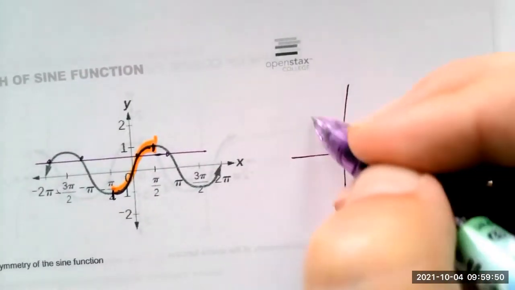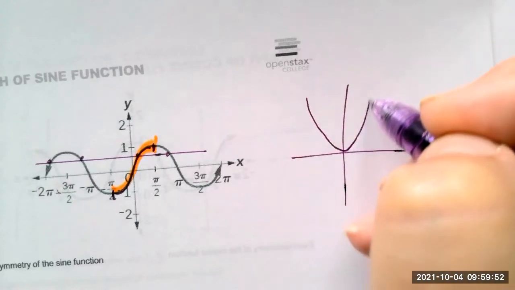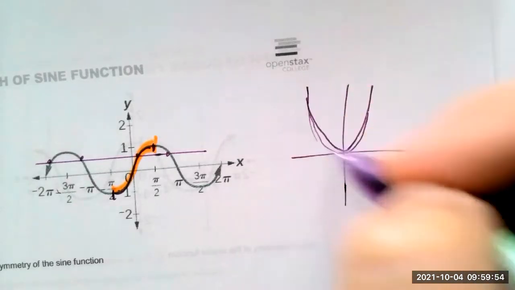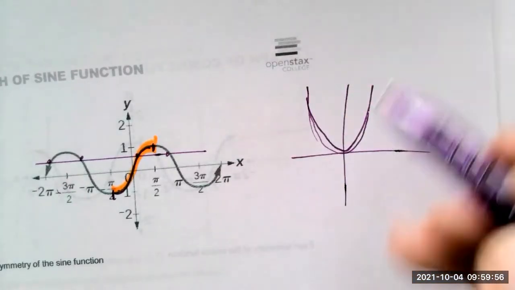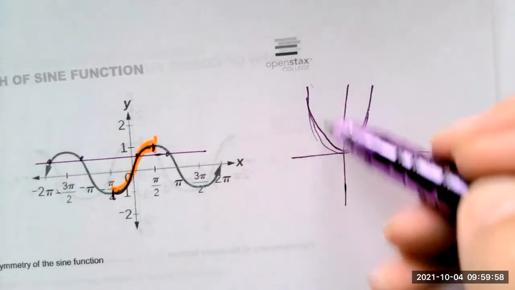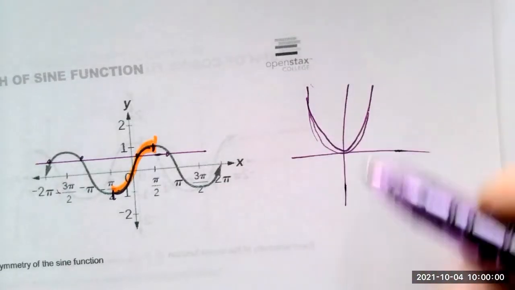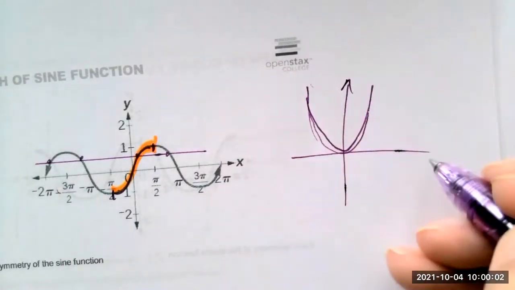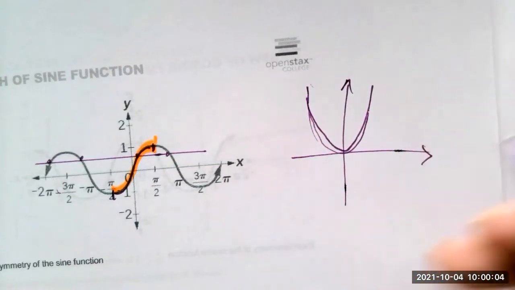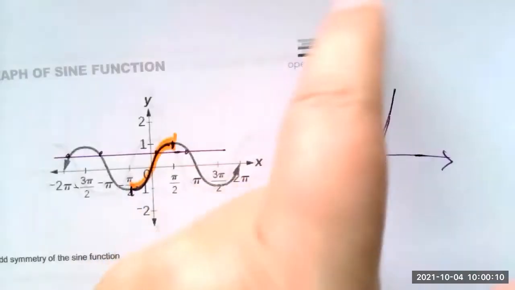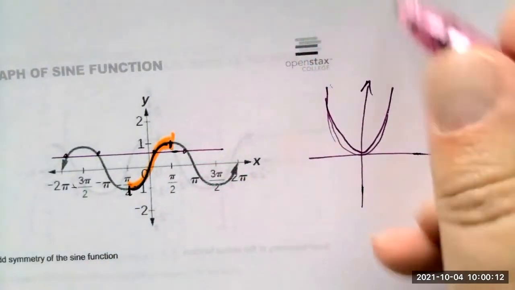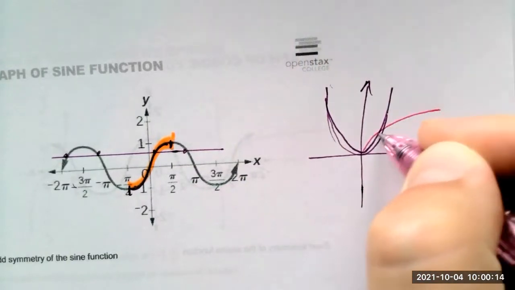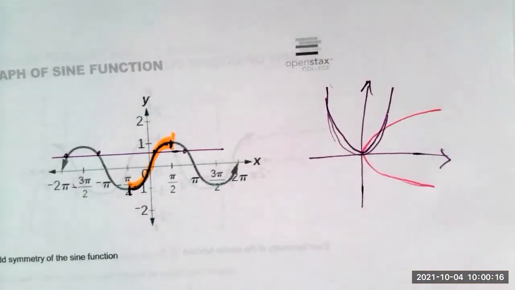Let me give you another example. Let's look at the parabola. This is our parabola, and it passes the vertical line test. Each vertical line only crosses it once, right? So it is a function. But when we invert it, and we rotate it this way, this is what it ends up looking like.